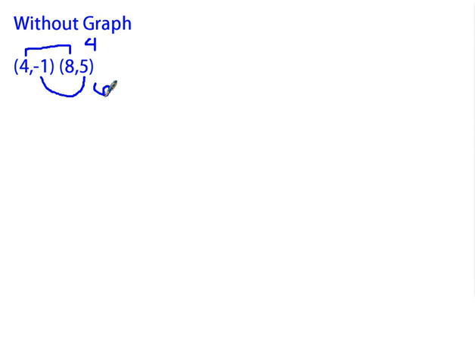Now at this point, some students sometimes like to know if there's a mathematical operation that can be used to find the distance. And there is. I'm really just subtracting. 8 minus 4 is 4. 5 minus -1. Oops. 5 minus -1, well, that's the same as 5 plus 1, which is 6.